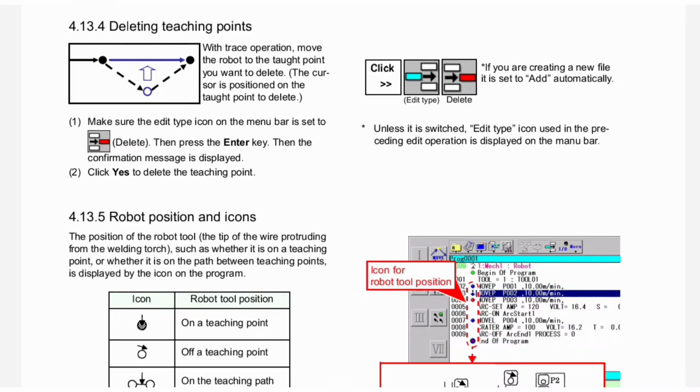Next is deleting teaching points. With the trace operation, move the robot to the point you want to delete. The cursor is positioned on the point to delete. First, make sure the edit type icon on the menu bar is set to the delete icon. Then press the enter key. Then the confirmation message is displayed. Second, click yes to delete the teaching point. Click edit type delete. If you are creating a new file, it is set to add automatically. Unless it is switched, the edit type icon used in the preceding edit operation is displayed on the menu bar.